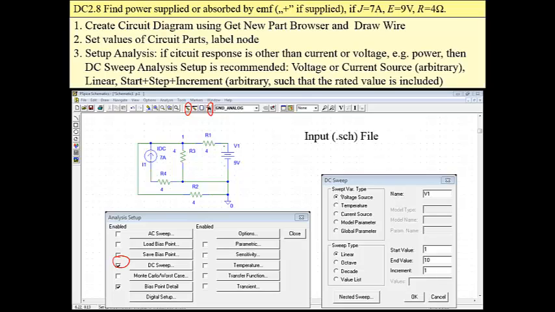We may select, doesn't matter whether voltage or currents. Well, no, we have to select a voltage source. We have to select a voltage source here, linear, and start and increment value arbitrarily. It is enough if this 9 volt is included, and increment is selected in such a manner that we have these values. So for example 1 and 10 with increment of 1. Okay, that way we are ready to start simulation.